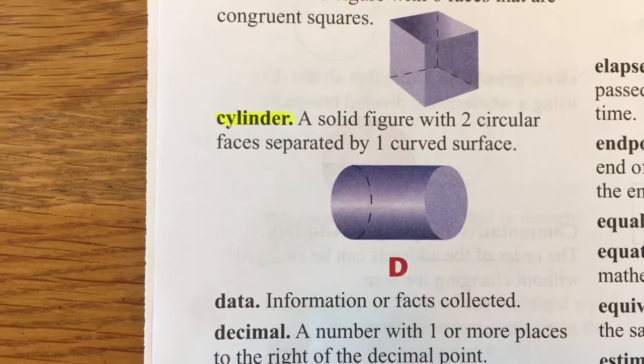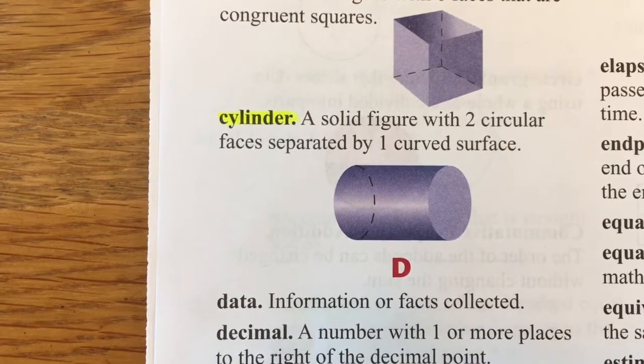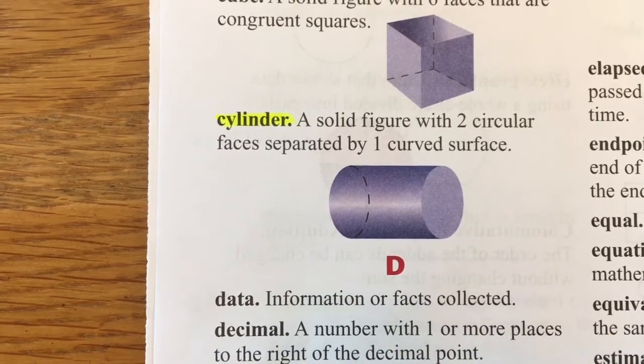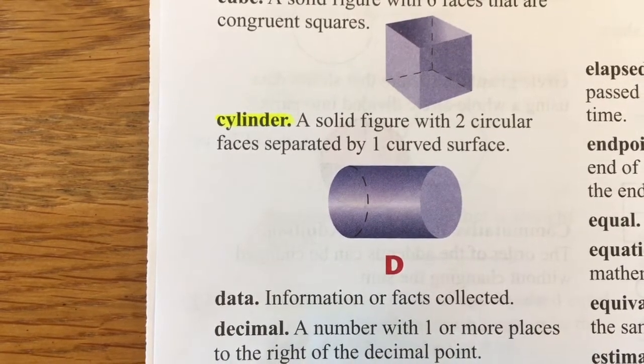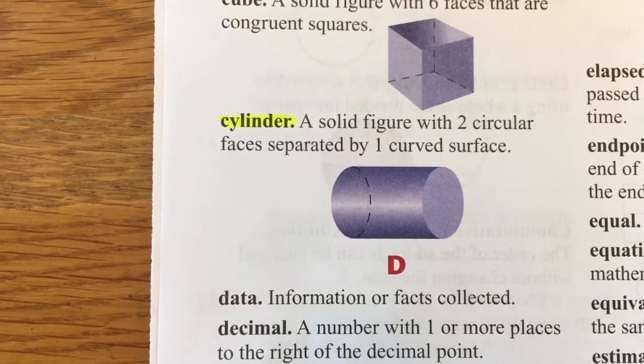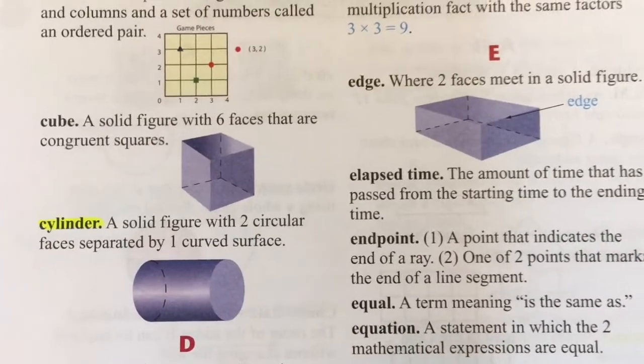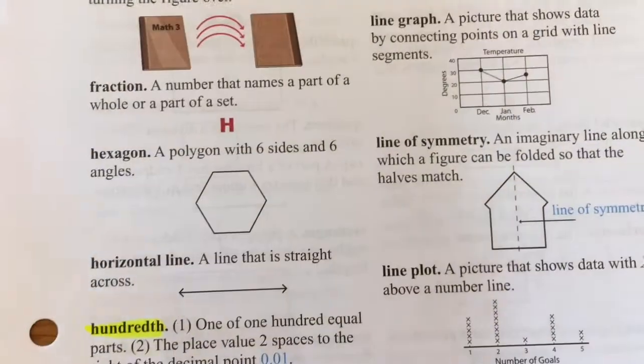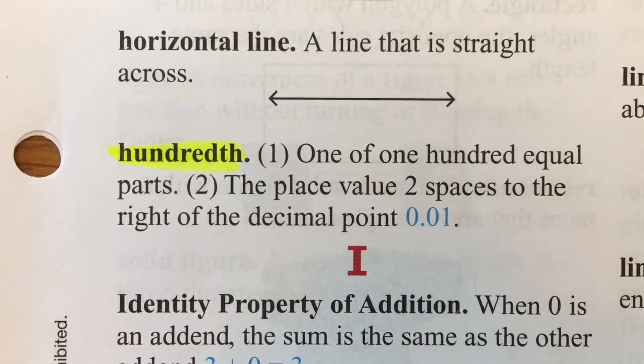Cylinder, C-Y-L-I-N-D-E-R, a solid figure with two circular faces separated by one curved surface. Cylinder. Also, if you're just trying to learn English, this is a great way to see some words in context with their definition.